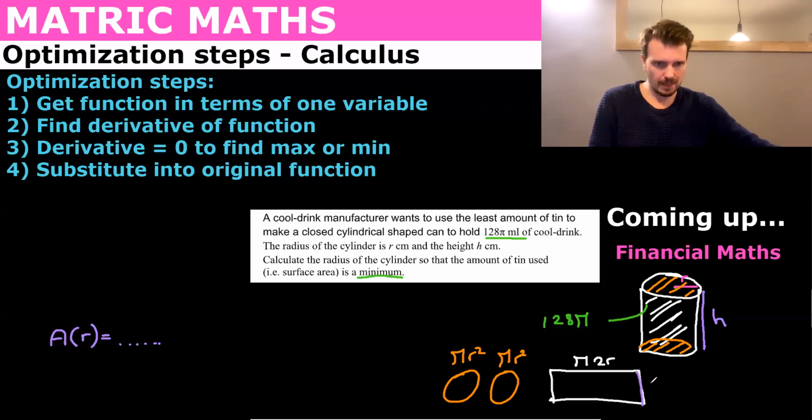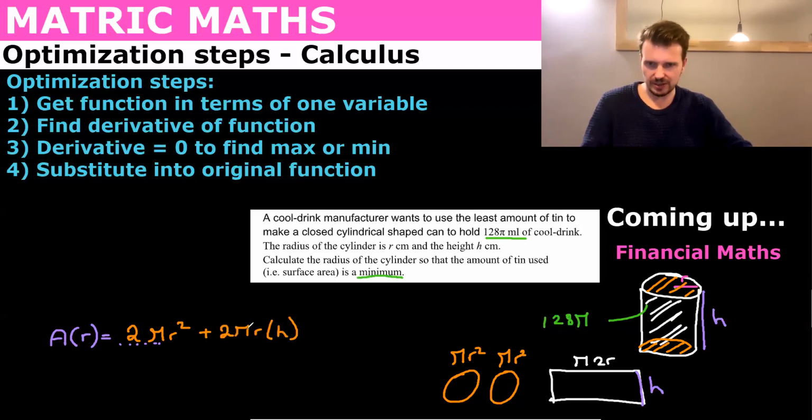So we take a can, the tin that's around the sides is h times 2 pi r, and then we've got this. But of course, this would give us 2 pi r squared because of the two circles. So there's two of them. So it'll be 2 pi r squared, these two, plus the 2 pi r multiplied by h.